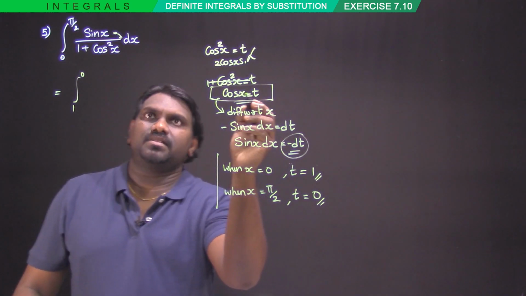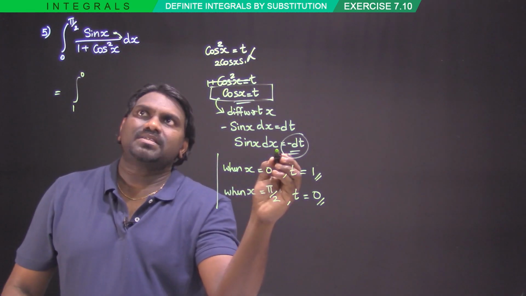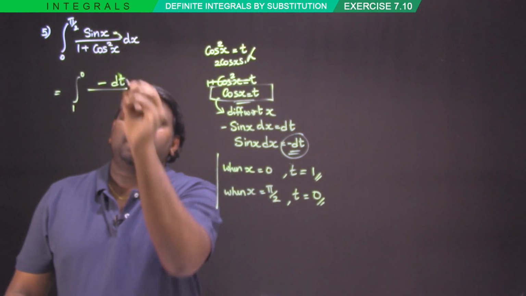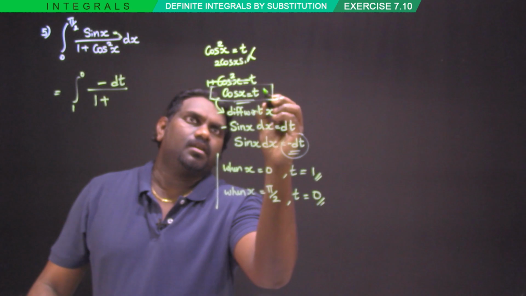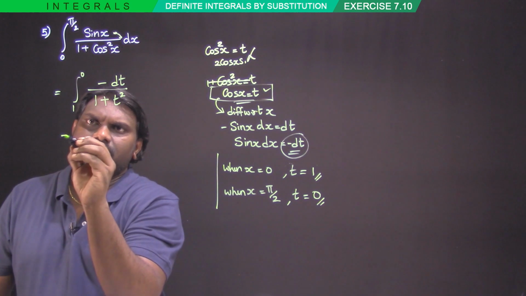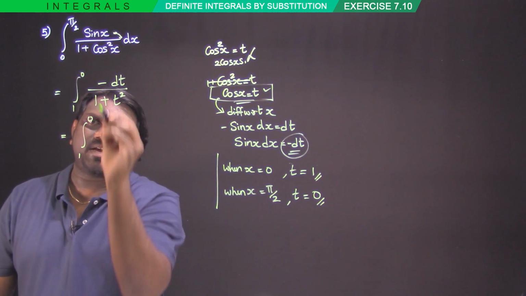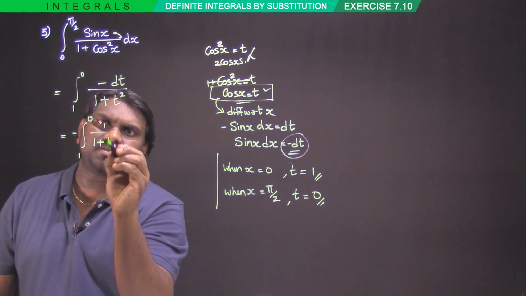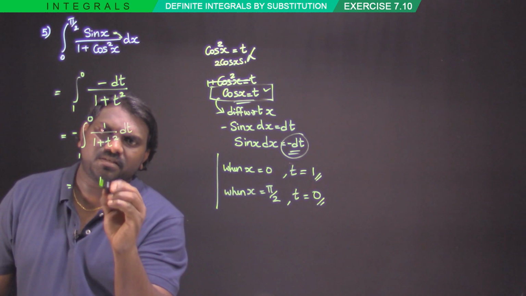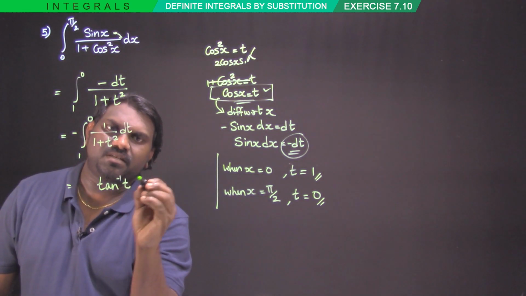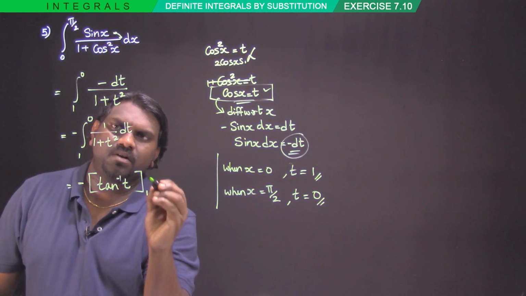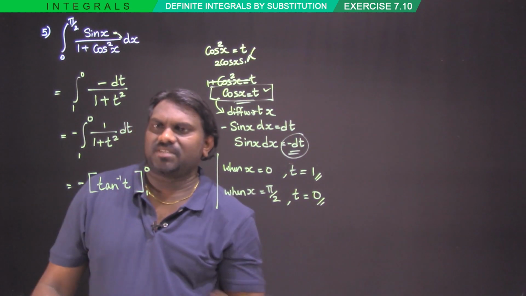Now substitute: cos x sin x minus dt by 1 plus cos square x, which is t square, with limits 1 to 0. Can't I write it like minus dt by 1 plus t square? This is nothing but tan inverse t, and you have a minus outside, with limits 1 to 0. That's it, just apply it.